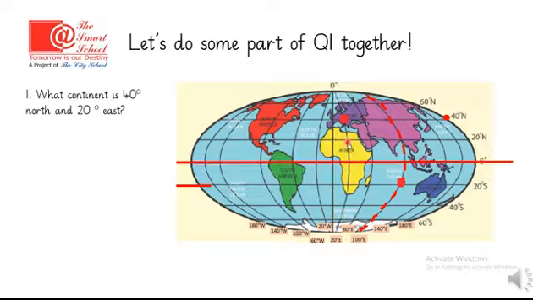So where will we find the intersection of this 40 degree north and 20 degree east? This is the intersection. You see this. So which continent is this? Yes, it's Europe. Now let's see our second address.